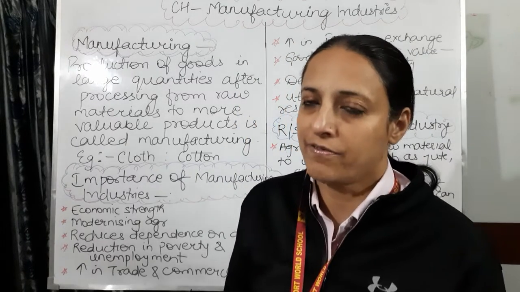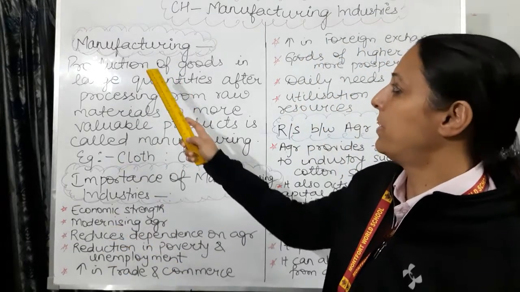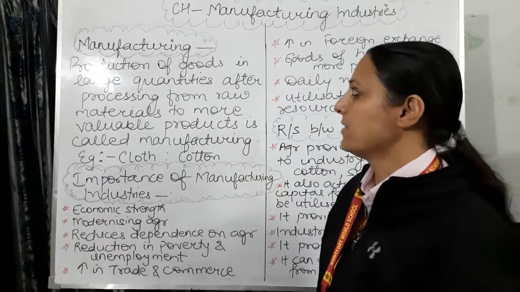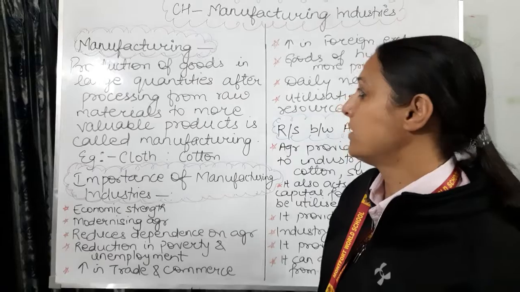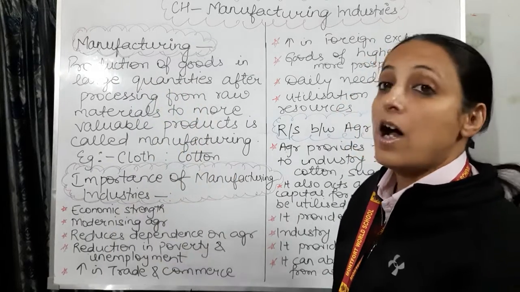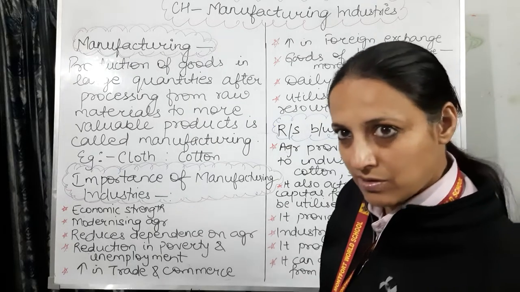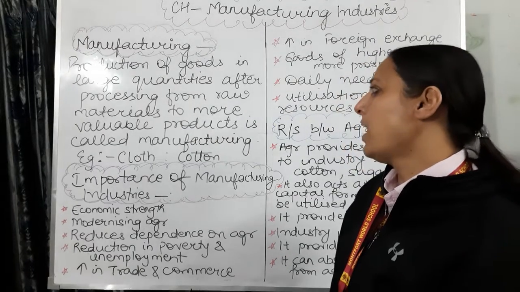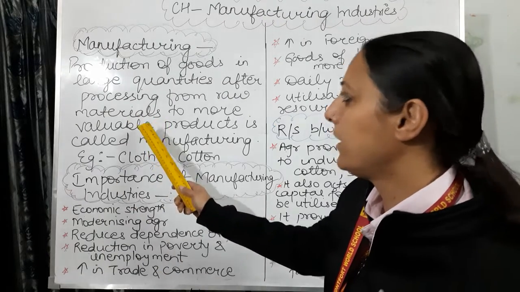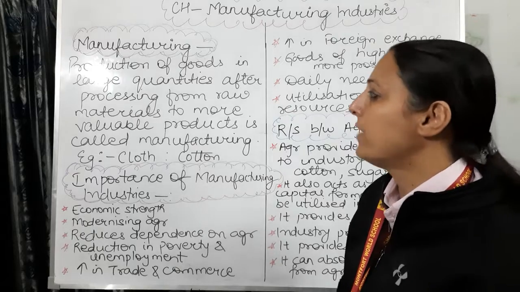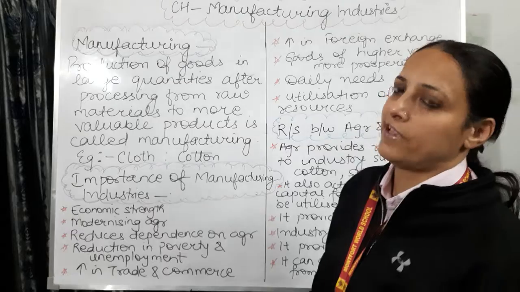So first of all, let's define manufacturing. So students, manufacturing is the production of goods in large quantities. What are we doing in manufacturing? We are producing goods in large quantities after processing from raw material. From the primary goods, that is the raw material, we are producing products in large quantities and converting the raw material into valuable products. This process is called manufacturing.